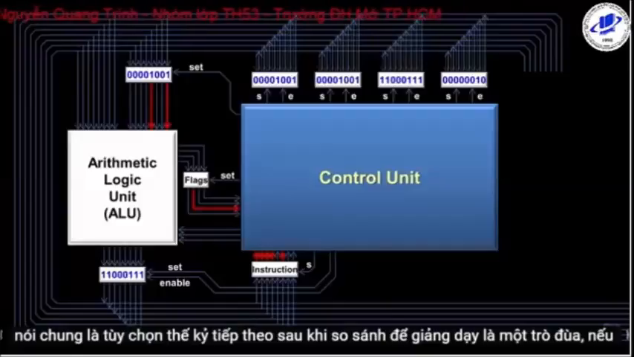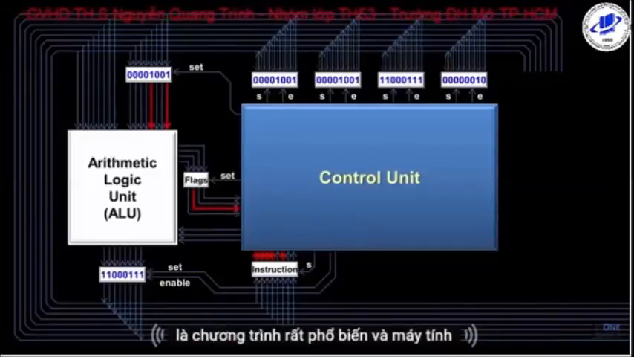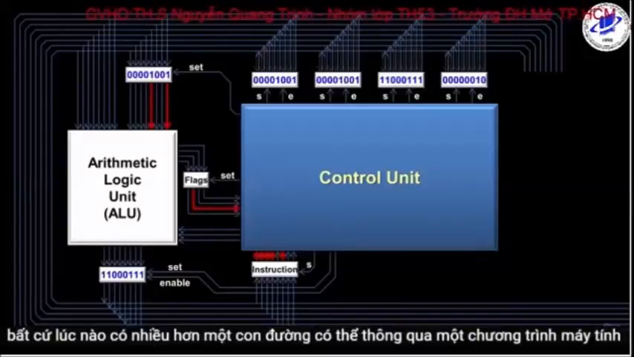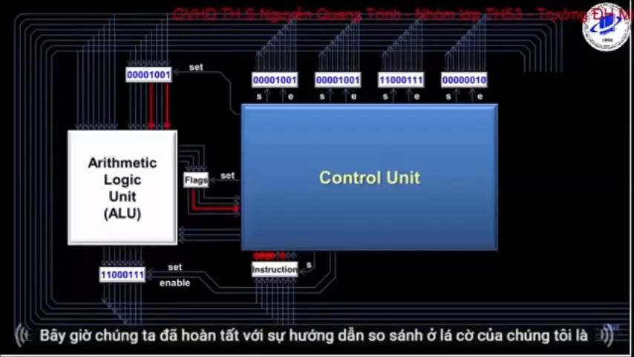Generally, the next instruction after a compare instruction is a jump if instruction. This combination of a compare and a jump if instruction, by the way, is very common in computer programming. Anytime there is more than one possible path through a program, the computer is using these instructions to tell it which way to go.